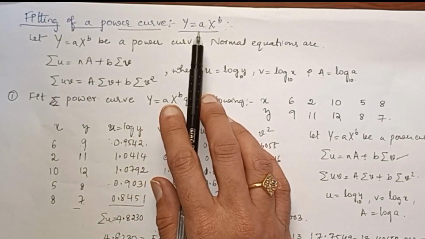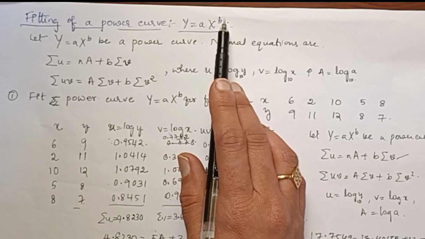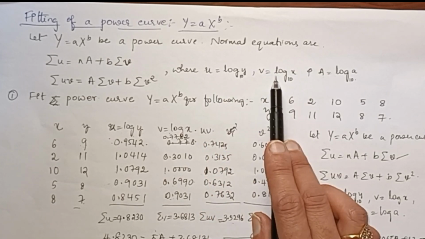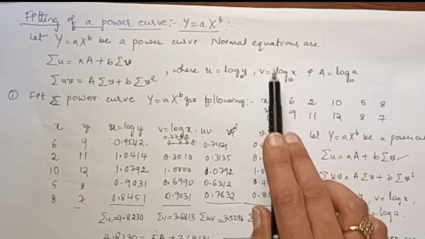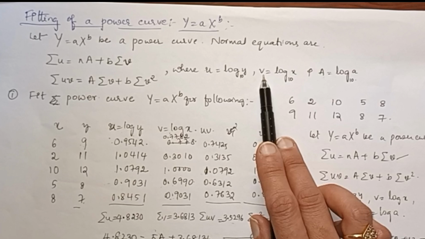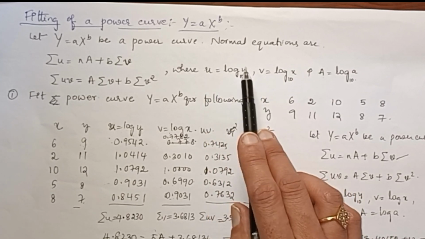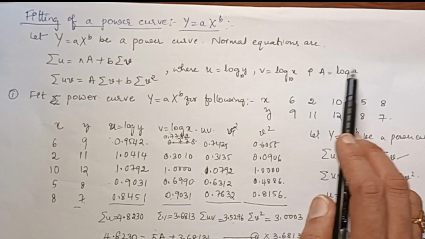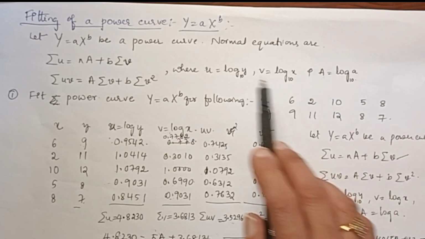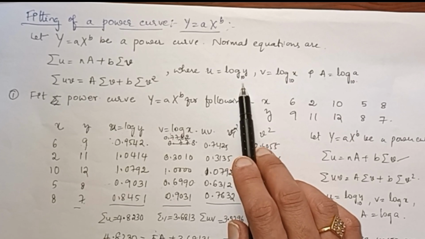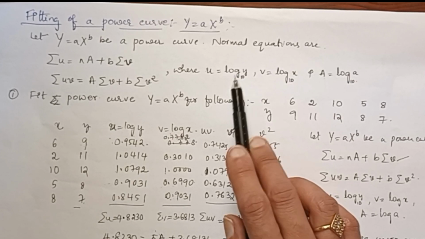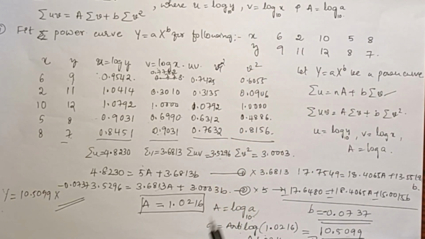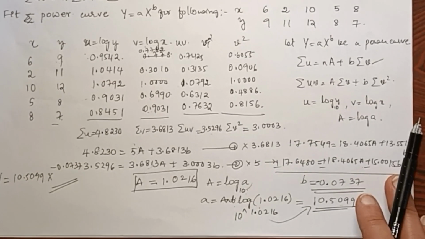Next, the power curve is of the form a into x to the power b. Its normal equations are given like this. You have to remember what is u, what is v. Log of y is u, log of x is v. Then A is log of a to the base 10. Here log is taken to the base 10. So in the calculator you have to use the log button, but ln means natural logarithm. Then finally when you are calculating antilog, it is 10 to the power this value.